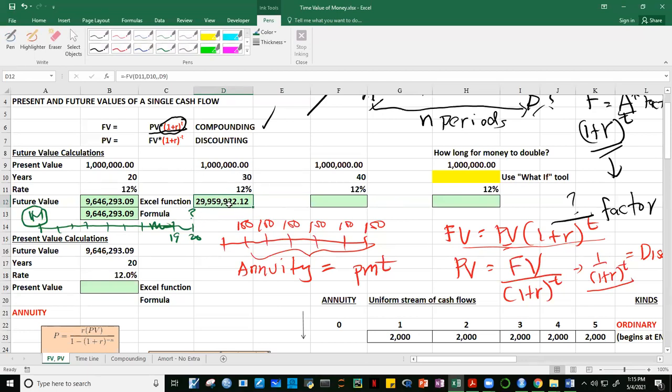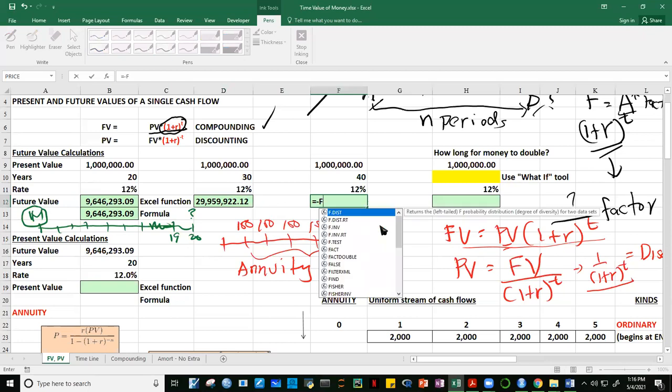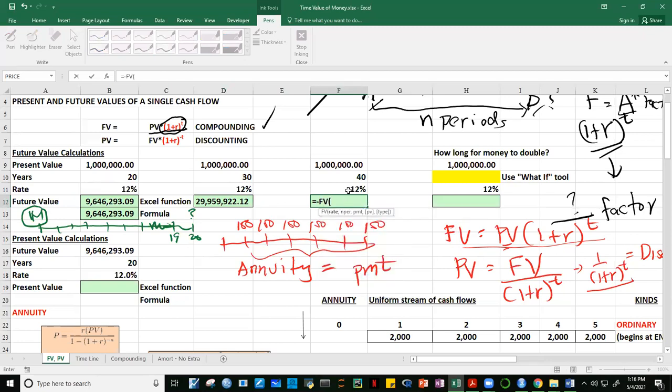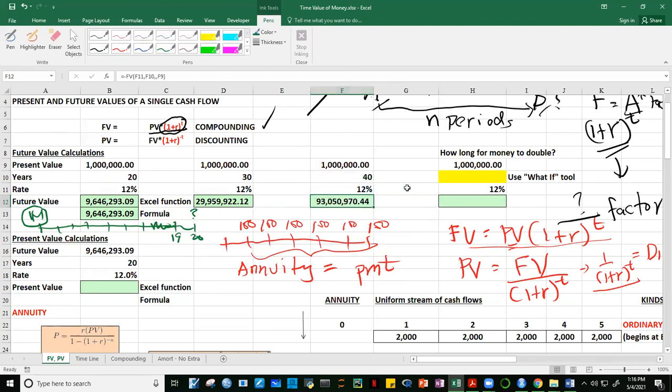So this is actually called the power of compounding. So grabe yung incremental effect sa future value ng number of years. We'll plot this in a while. Okay, and then how about kung 40 years siya? Okay, so this is equal to negative FV, rate at 12%, comma, NPER at 40 years, comma, PMT ignore, present value 1 million. Yeah. So this is 93 million. So you can see, guys, the power of compounding.